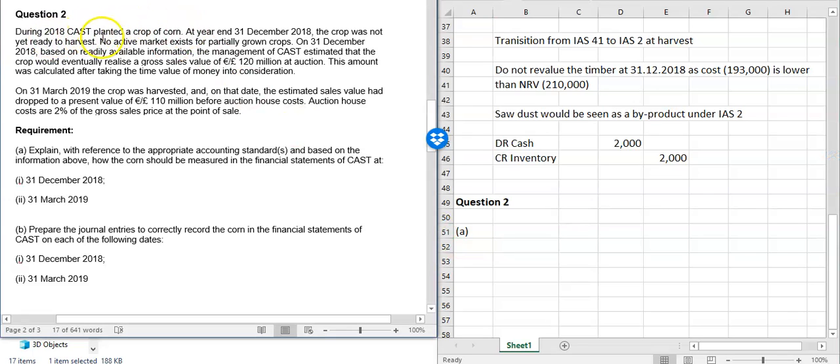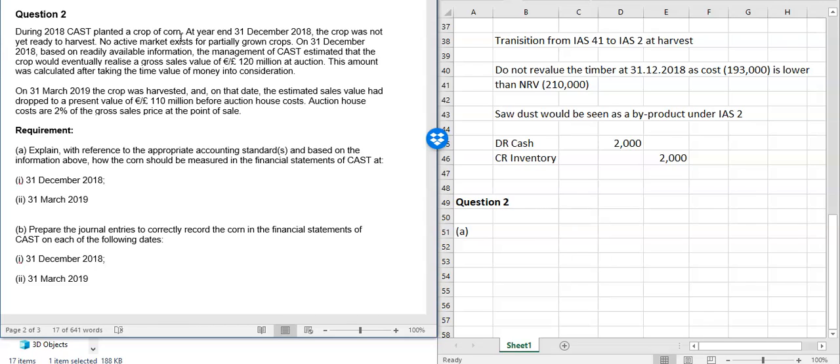During 2018, they planted a crop of corn. At the end of 18, the crop was not ready to harvest. No active market exists. And at the end of 18, based on information available, they estimate the crop would eventually realize a gross value of 120 million at auction. So it's a substantial amount of corn. The amount is calculated taking account of the time value of money. At the end of March, the crop was harvested, and on that date, the sales value had dropped to 110 million. Because, of course, this is a commodity, the prices go up or down. Auction house costs are 2% of the gross sales price at the point of sale.